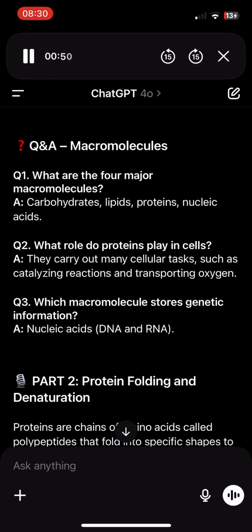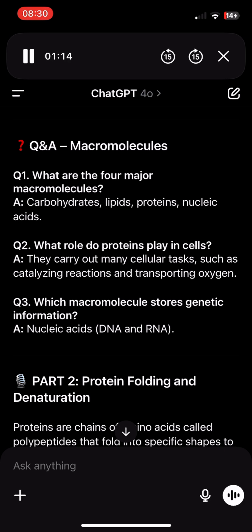Q&A, macromolecules. Q1. What are the 4 major macromolecules? A. Carbohydrates, lipids, proteins, nucleic acids. Q2. What role do proteins play in cells? A. They carry out many cellular tasks, such as catalyzing reactions and transporting oxygen. Q3. Which macromolecule stores genetic information? Nucleic acids, DNA and RNA.